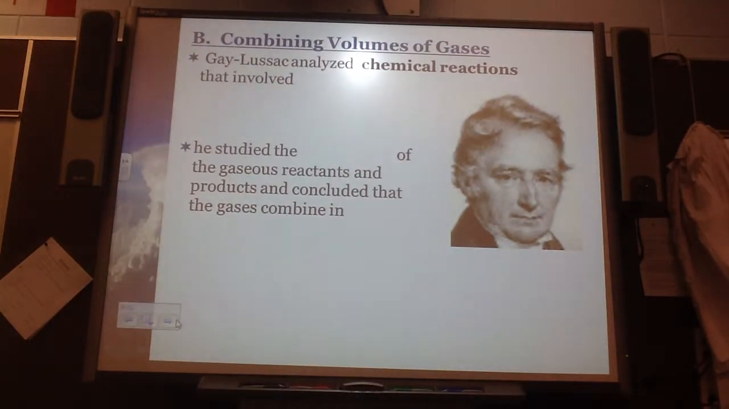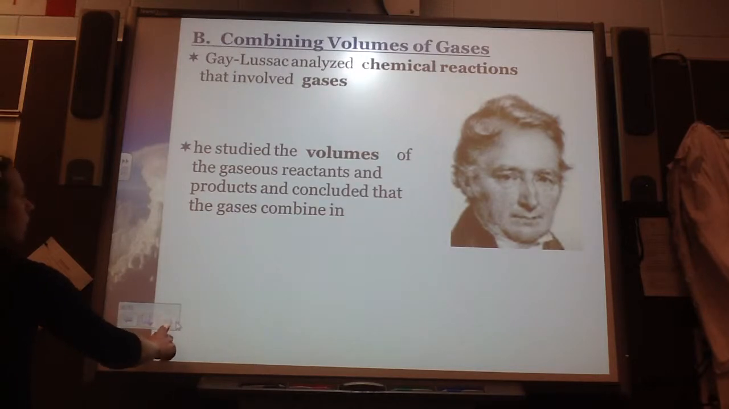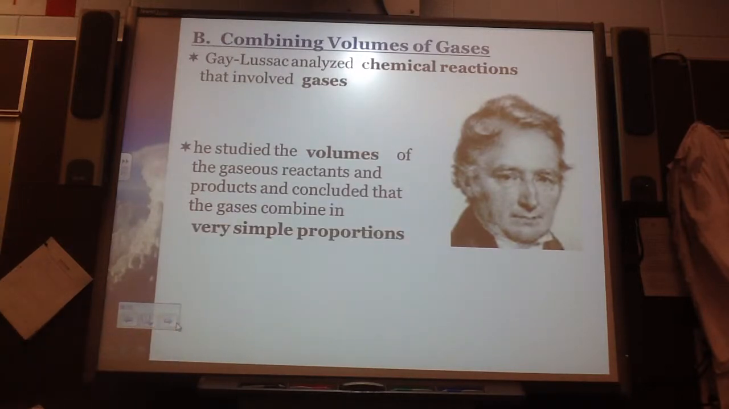that involved gases. He studied the volumes of gaseous reactants and products and concluded that the gases combine in very simple proportions.